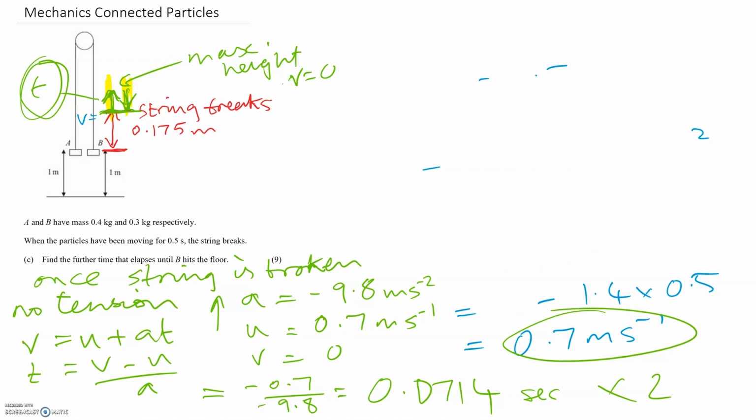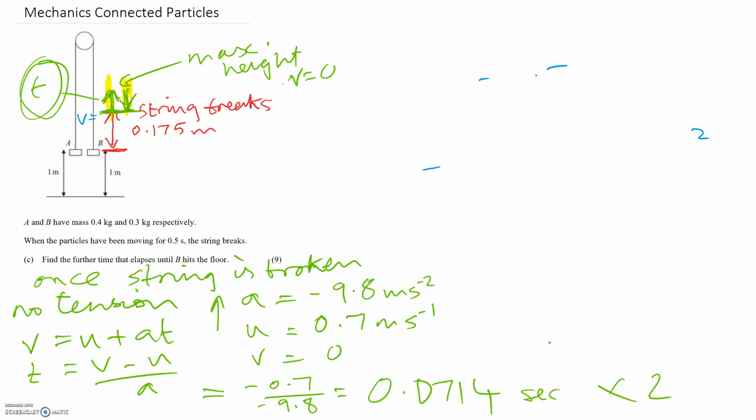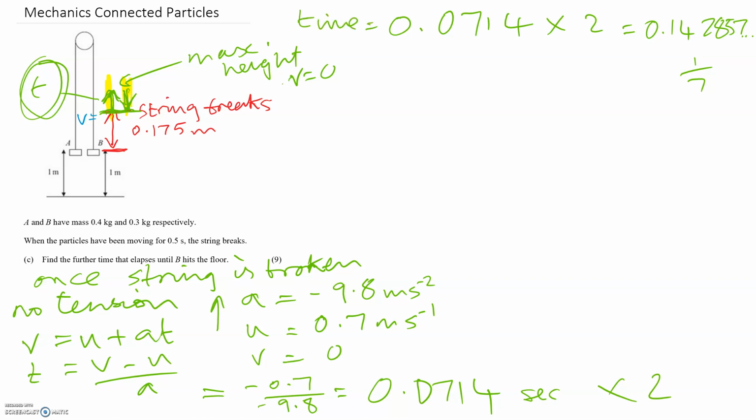If I just write that at the top here, we now have that the total time for the green section will be 0.0714 times by 2, which I got as 0.142857, which is actually 1/7. If you want to leave it exact, which is probably a good idea. So that is the time it takes to do the green section.